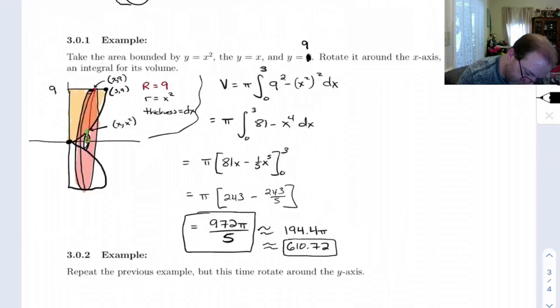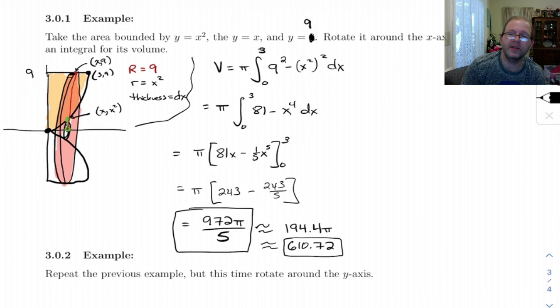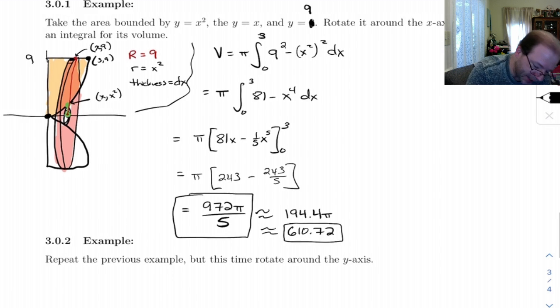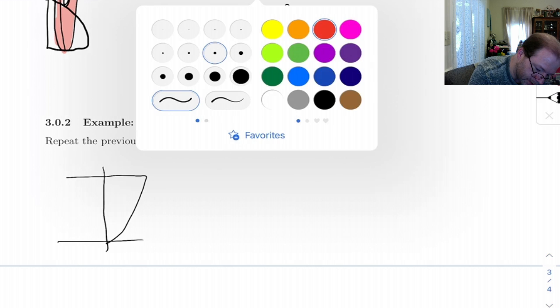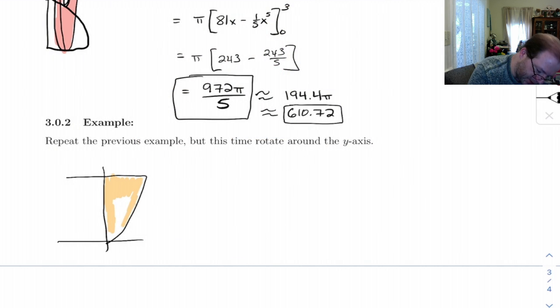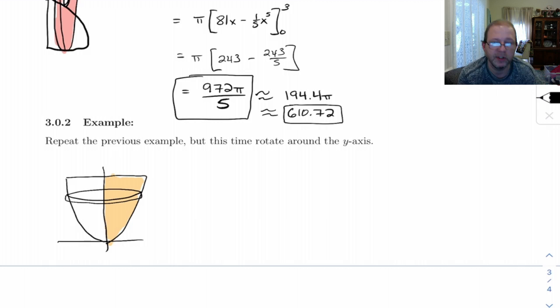All right, let's look at this next example. It says repeat the previous example, but this time rotated around the y-axis. Okay. So in this case, I'm just going to go ahead and draw it. We're taking this area in here, shaded in orange, because orange is my favorite color. If we rotate that around the y-axis, then we're going to get this thing. And the disks for it are going to look like this. Notice in this case we get disks instead of washers because the whole area lies right against the axis of rotation. So in this case the thickness is dy.